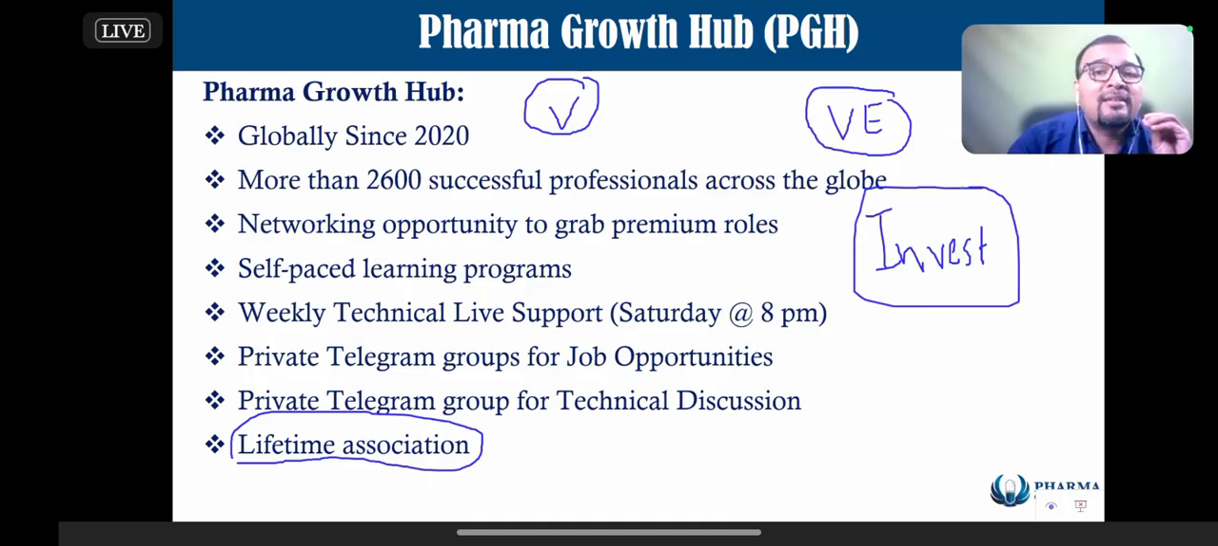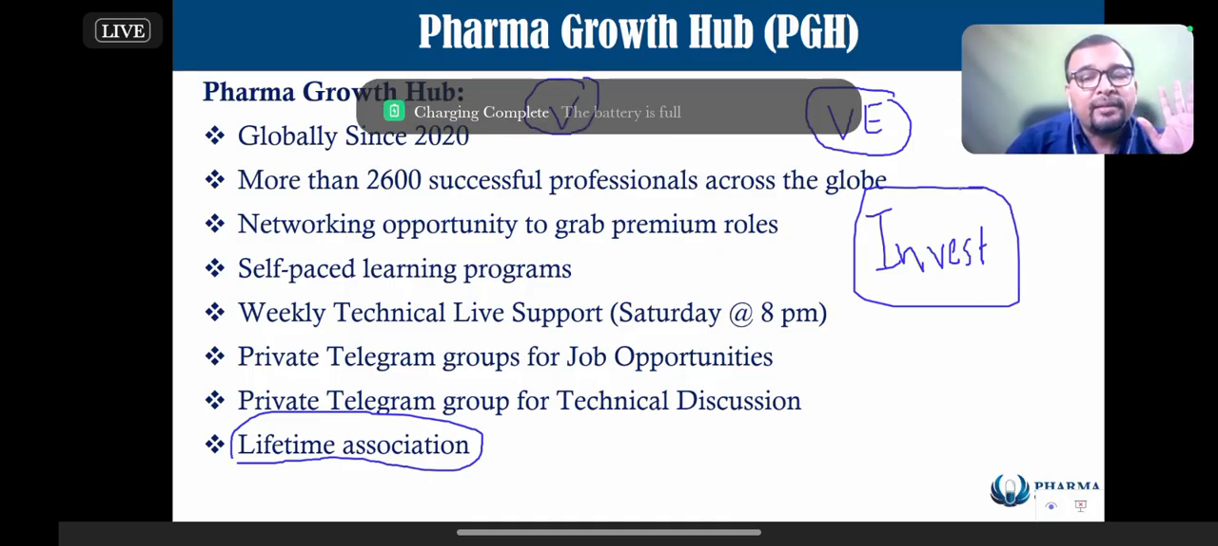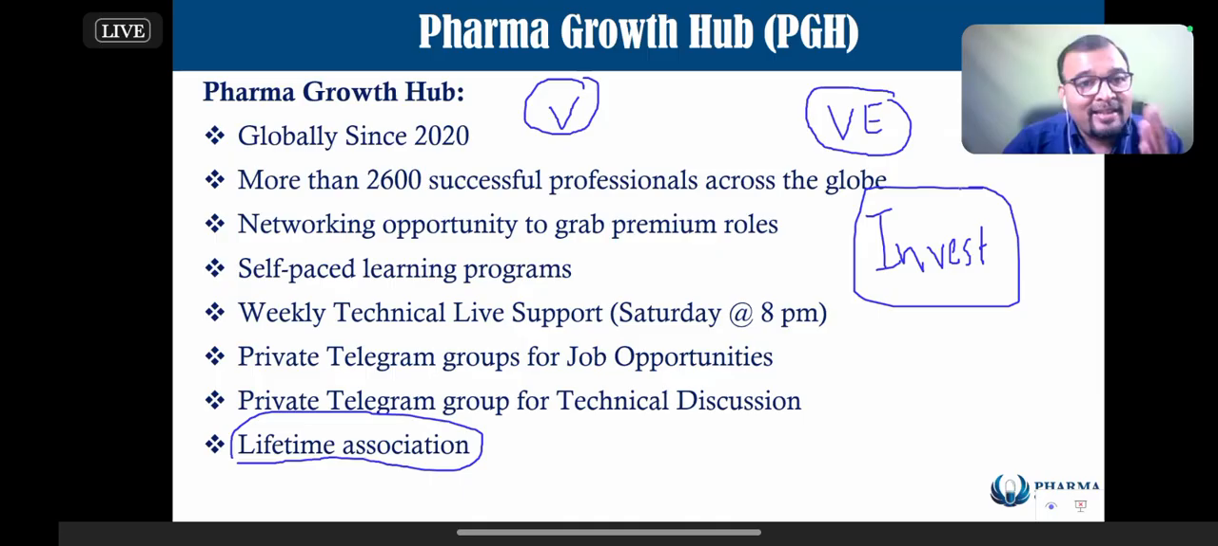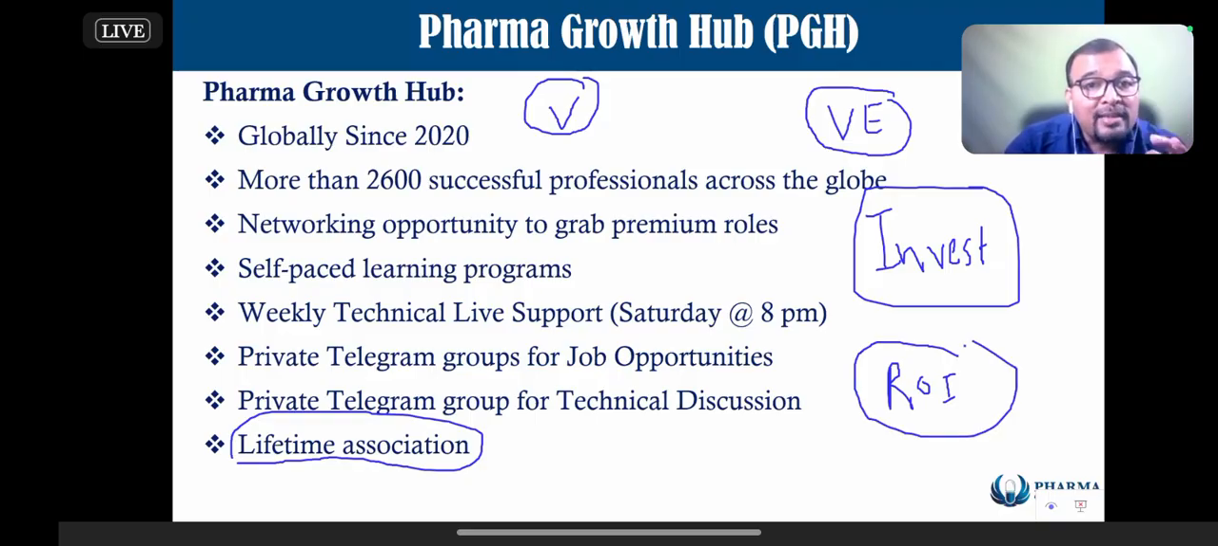Is this platform investable? I respect your opinion. It can be no for some of you. But if you think that yes, it's investable because you need this kind of services and you can get high return on investment on these services, because you will not lose time, you will not lose opportunity. So understand, losing opportunity is your loss. Losing a chance is your loss. So as good as you are losing something because you are not getting into the Pharma Growth Hub.